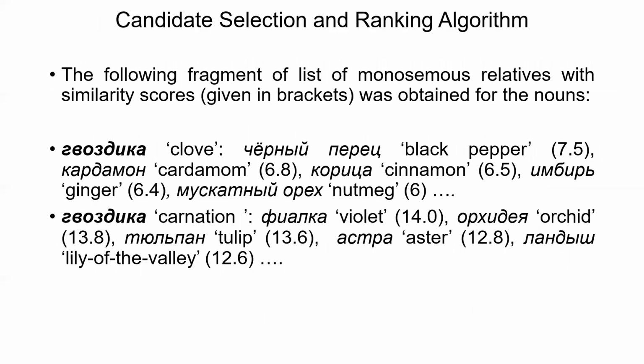The following fragment of the list of monosemous relatives with respective similarity scores, which are given in brackets, was obtained for the noun gvozdika and its 2 senses. We can see that all monosemous relatives are sorted by the weight they obtained. The higher rated monosemous relatives are supposed to better represent the sense of the target word, and so their contexts of use are best suited as training examples in the word sense disambiguation task.